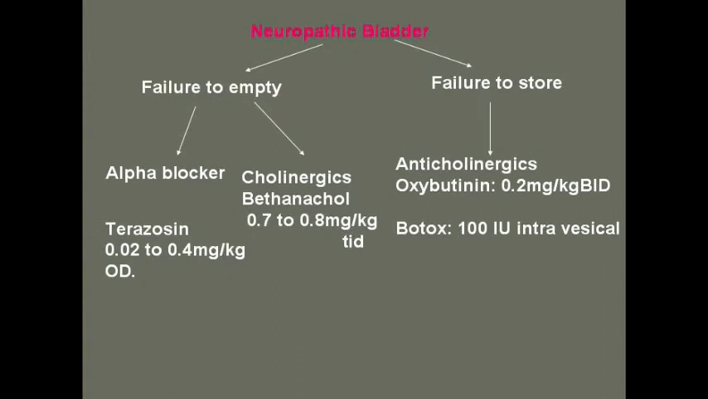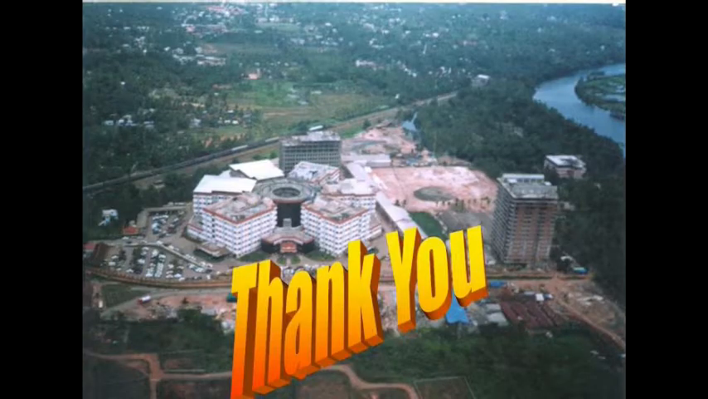To conclude, neuropathic bladder is a failure to empty or failure to store. If it is failure to empty, make sure there is no distal obstruction. If there is no distal obstruction, start with an alpha blocker, or you can try a cholinergic. I don't have much experience with it. Try a cholinergic if the alpha blocker doesn't work. If it's failure to store, then an anticholinergic. Of course, remember that you watch for the PVR every time you are stepping up the anticholinergic. And you can try Botox. Again, watch for PVR even then. Thank you.